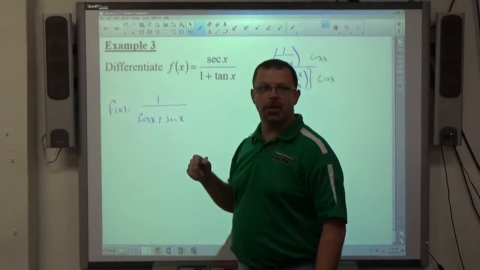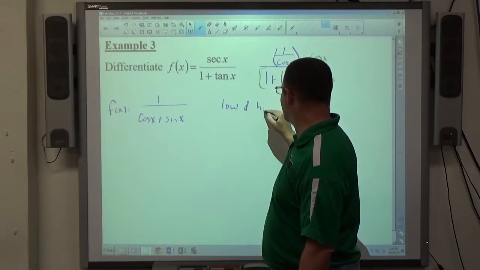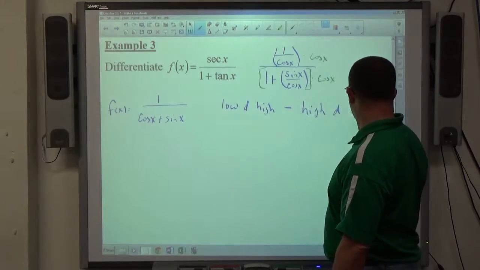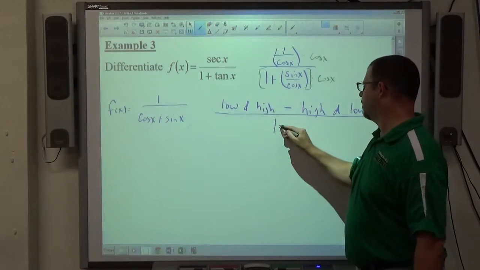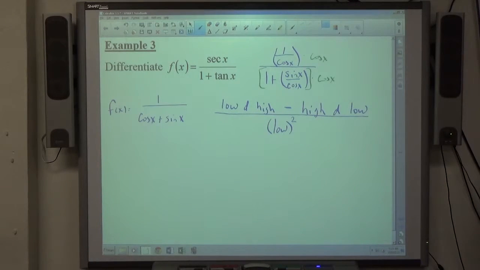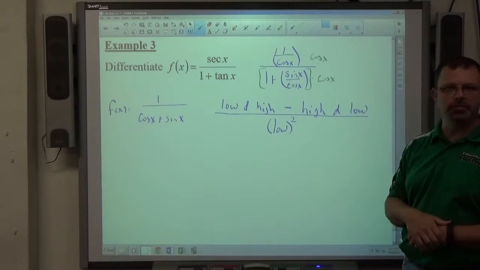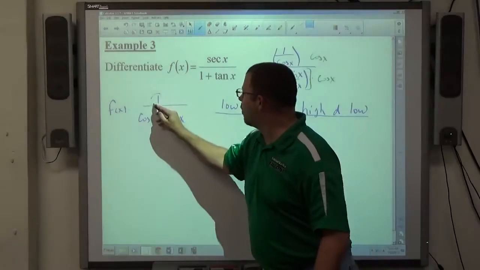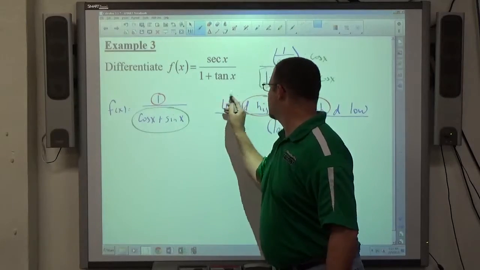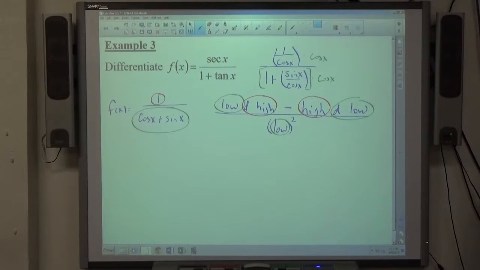So it's still a quotient, so I still have to use the quotient rule. And if you remember, the quotient rule is low d high minus high d low over the square of what's below. That's the rule. Low being bottom, high being top. D high meaning derivative of top, d low meaning derivative of bottom. Alright, so the top is 1. The bottom is cosine of x plus sine of x. And we just apply the rule and put things where they belong correctly.